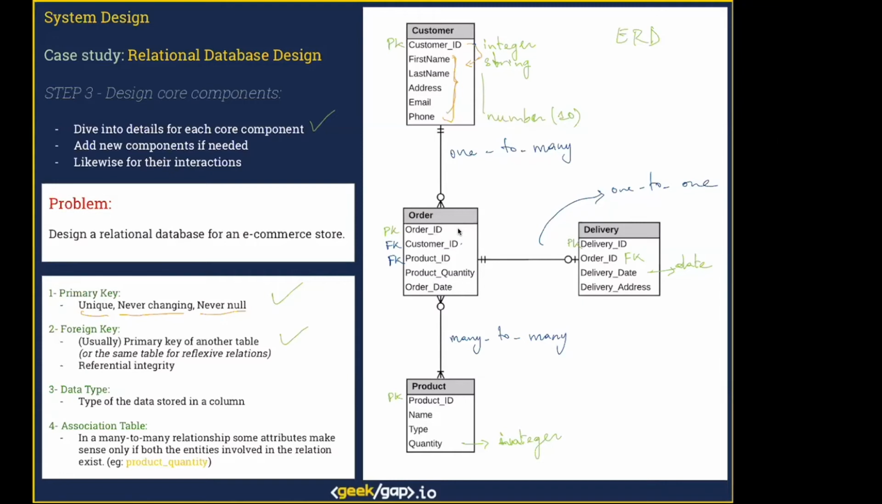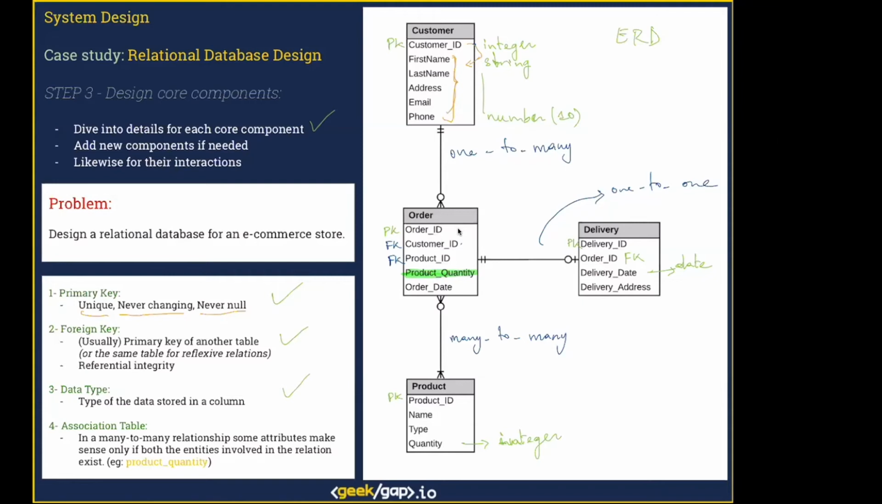Then we want to see if we have missed something. So if you design a system, like here we design an e-commerce system, maybe we are missing something. And in this particular case, we really are missing something. There's something wrong with the way we are handling this product quantity.